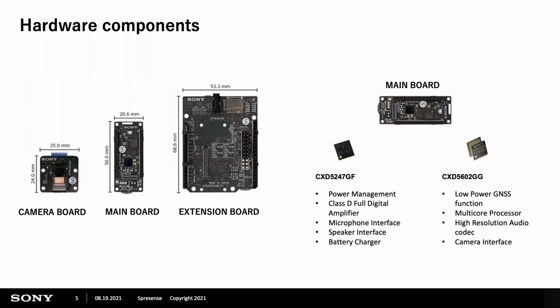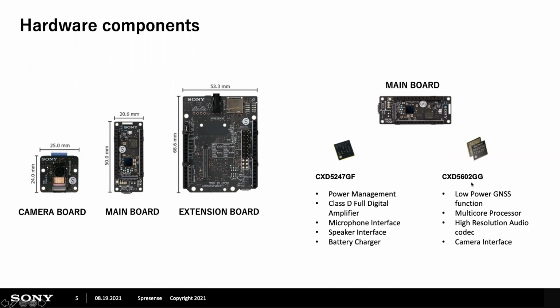To show you the components of Spresense, in the Spresense kit we offer 3 components. We have the camera board, main board, and extension board. As you may guess, the main board is the brain of this kit. Everything is happening here. Now let's look at the right-hand side of this page. So we have the main board. There are two chips on this main board. One is the CXD5602.